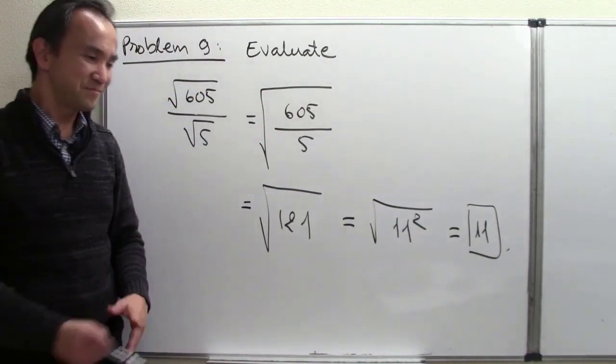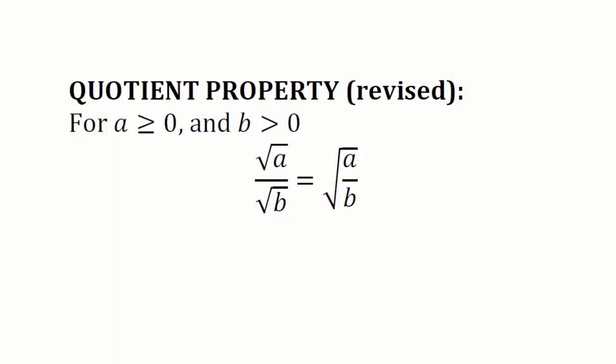Okay, and now one more time, let me show the quotient property that we're using in the backward direction. It's a revised version of our quotient property. For a being a non-negative value and b being a strictly positive value, the square root of a over the square root of b should be able to be done as taking the square root of a over b.